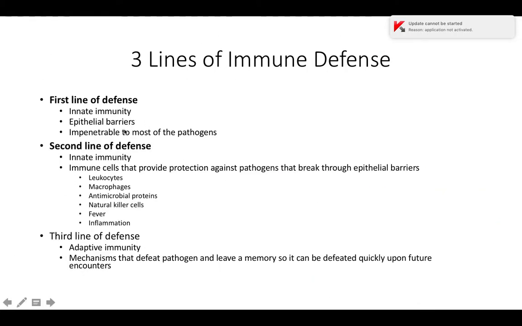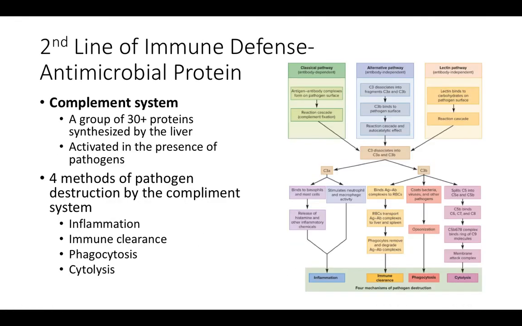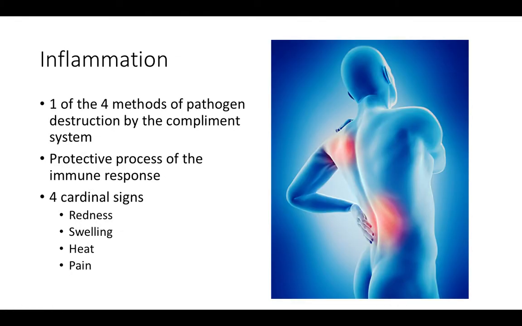We talked about the first line of defense, the second line of defense, and so we've talked about leukocytes, we've talked about macrophages, we've talked about natural killer cells, and now we're talking about antimicrobial proteins, which this complement system is made up of all of these proteins that have antimicrobial functions, and inflammation is one of the processes that's basically catalyzed through these antimicrobial proteins. Okay, it's part of your second line of defense, or part of your innate immunity. So let's go back here.